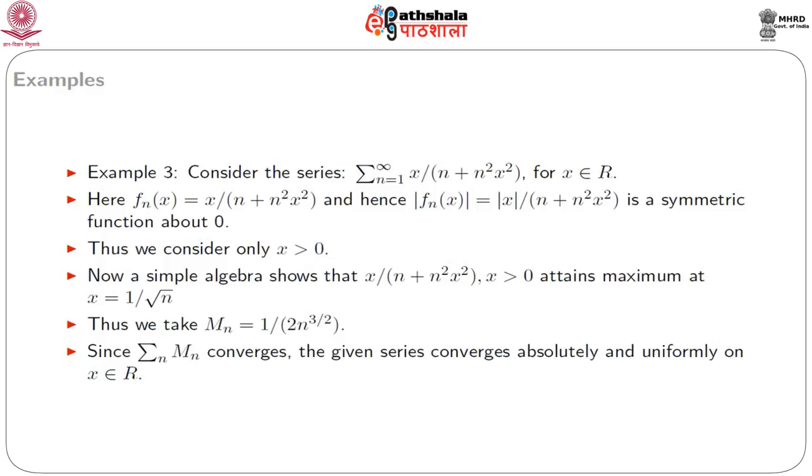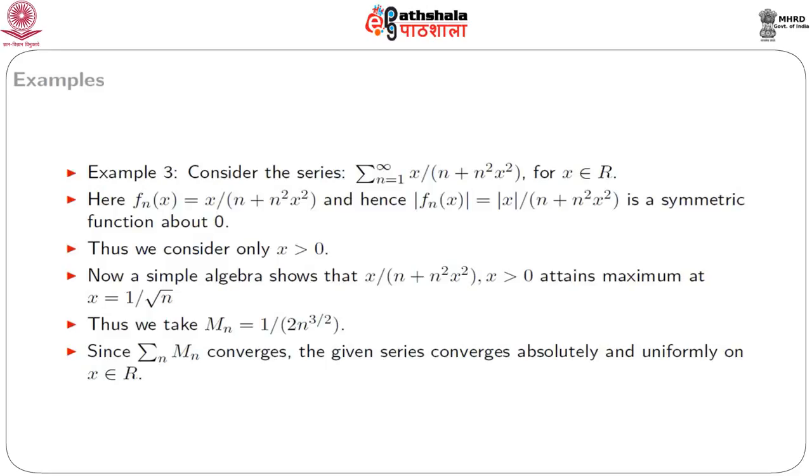Suppose we have a series summation n from 1 to infinity x divided by n plus n square x square, for x belonging to the real line. Here the absolute value of f n x is nothing but the absolute value of x divided by n plus n square x square, which is a symmetric function about 0. So, we consider only the nature of this absolute value of f n x for x greater than 0. Now, just a simple algebra shows that the function x by n plus n square x square attains maximum at x equal to 1 by square root of n.